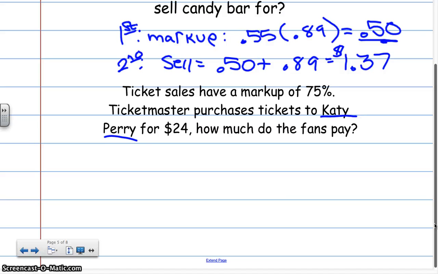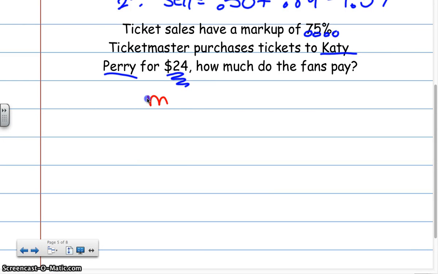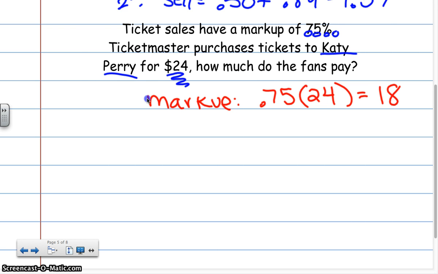Okay, so ticket sales have a markup of 75%. Oofta! But think about their cost. Ticketmaster purchases tickets to Katy Perry for $24. How much are we going to pay for the tickets? So our markup is our markup percentage, which is 0.75 times my cost. And it looked like that turned to $18. So they are adding $18 extra to what they paid for it.